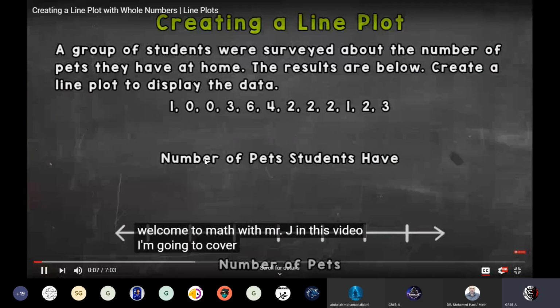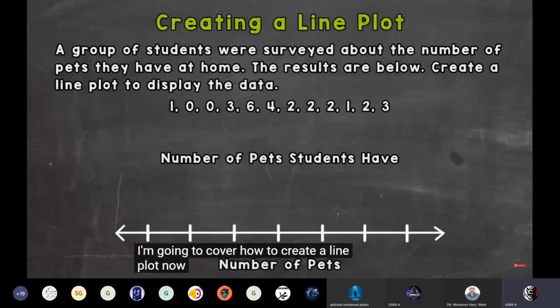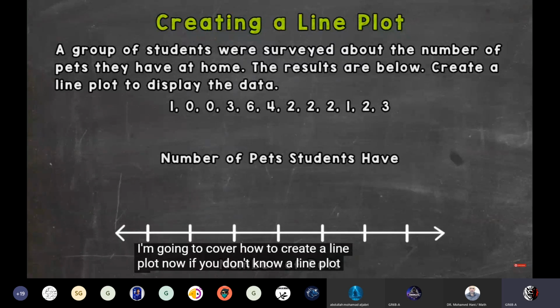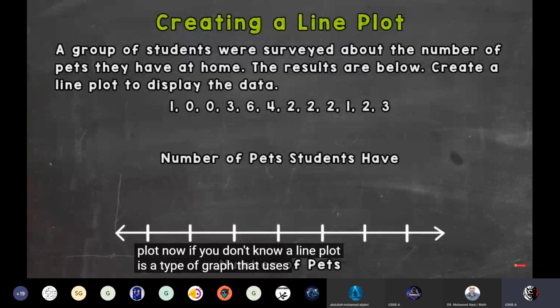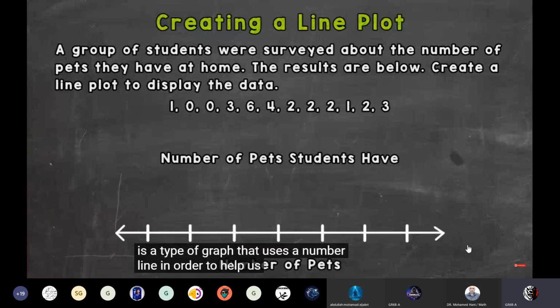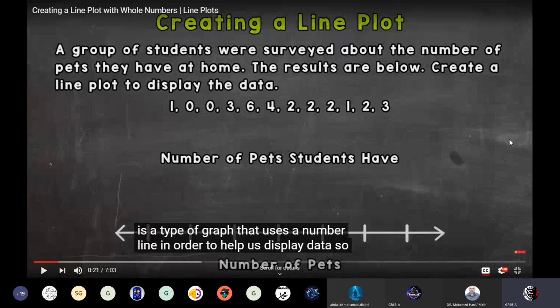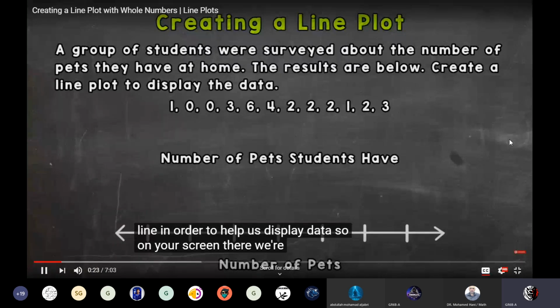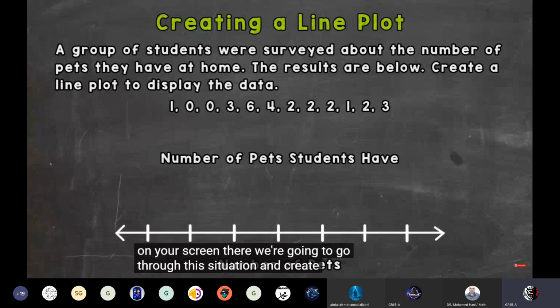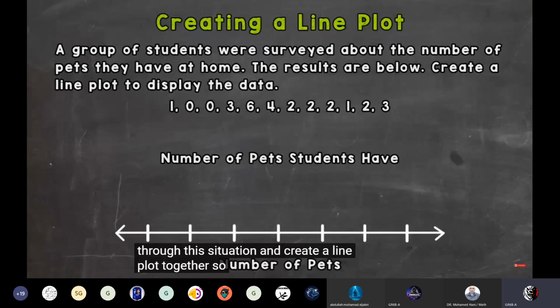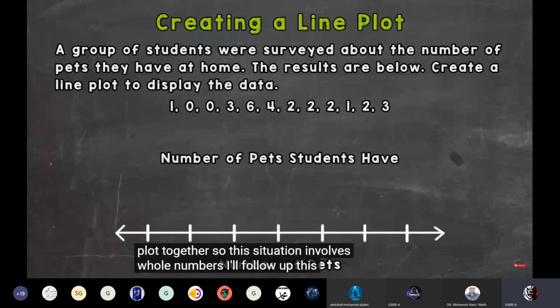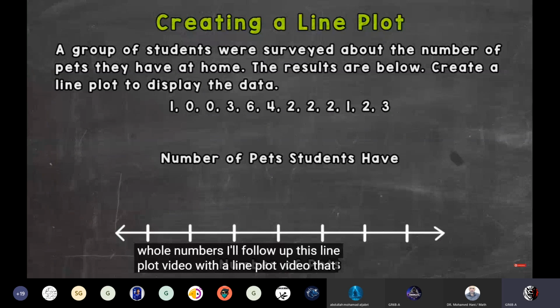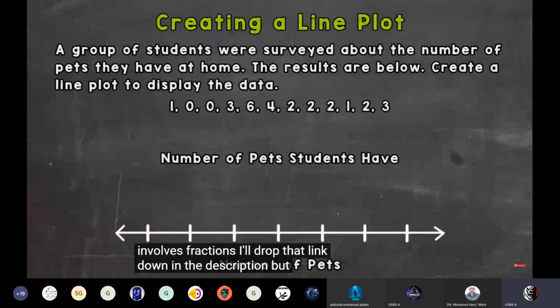In this video, I'm going to cover how to create a line plot. Now, if you don't know, a line plot is a type of graph that uses a number line in order to help us display data. So on your screen there, we're going to go through this situation and create a line plot together. This situation involves whole numbers. I'll follow up this line plot video with a line plot video that involves fractions. I'll drop that link down in the description.